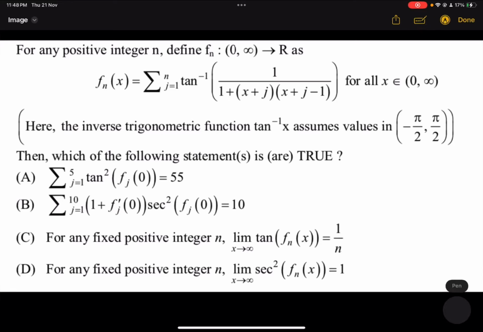Hi, this question is taken from JEE Advanced 2018 from its second paper. It is basically an MCQ, a multiple choice question, and it can have more than one correct answer. The question is from the topic inverse trigonometry. So let us go ahead and solve this question.